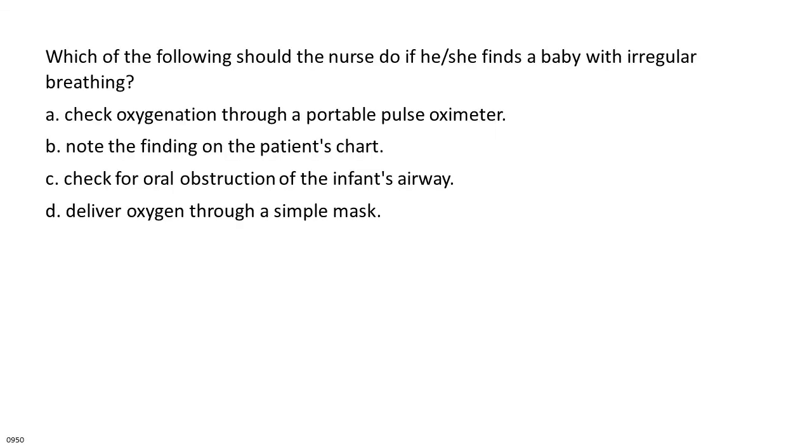Which of the following should the nurse do if he or she finds a baby with irregular breathing? A. Check oxygenation through a portable pulse oximeter. B. Note the finding on the patient's chart. C. Check for oral obstruction of the infant's airway. D. Deliver oxygen through a simple mask.